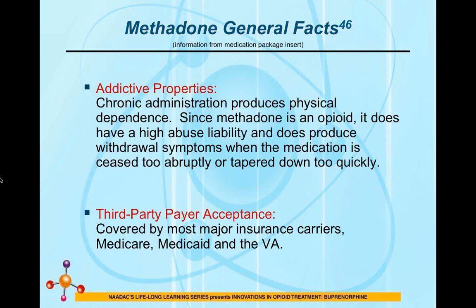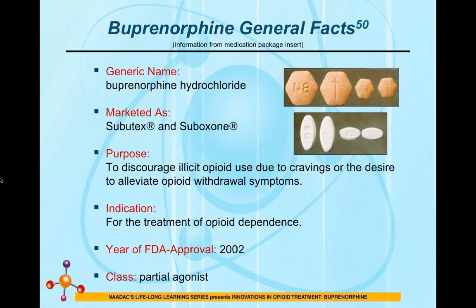The goal is to make it so it's less addicted over time by tapering down that medication, methadone or buprenorphine otherwise, so the brain is constantly readjusting the amount of opioids that it's used to, slowly but surely getting down to little or nothing in time. That's the goal. Third-party payer acceptance is covered by most major insurance carriers and Medicaid and Medicare, and it's prescribed by the VA, so it is widely available out there. So that's methadone. Let's see what we know about buprenorphine.